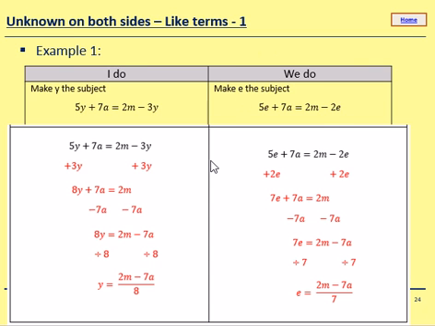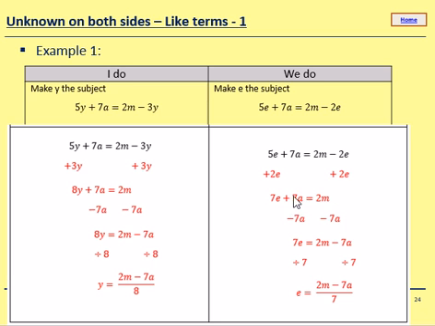So again, for the we do, we could have gone one or two ways. We could have got the e's on this side, but I said, look at the side with the greater number of e, well 5e is greater than negative 2e, so let's get the e's on this side. Let's get rid of this negative 2e. So I'm going to add 2e to both sides, which gives me 7e, add 7a equals 2m.